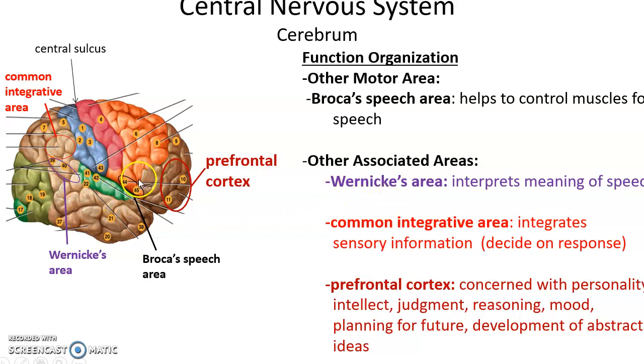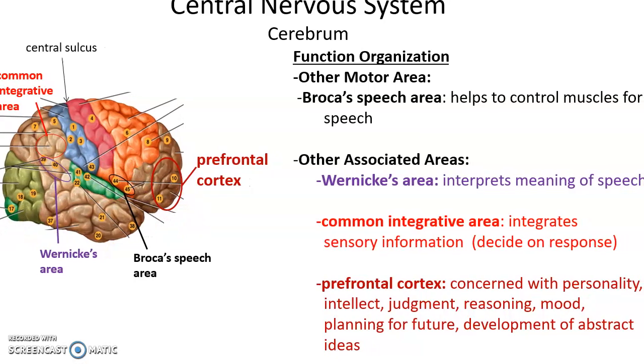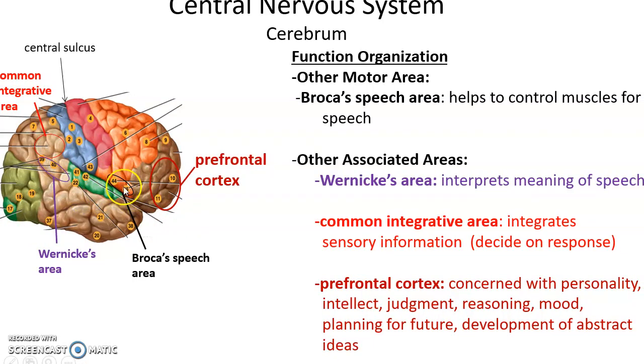There are special areas for speech. So the Broca's speech area allows you to control the muscles for speech. So that is in the frontal lobe to actually control the muscles of speech. There's the Wernicke's area, which is in the back part of the brain, sort of the border between temporal and parietal. That lets you interpret the meaning of speech. So one, Broca's lets you control the muscles so you can talk. Wernicke's area lets you understand the words of speech.